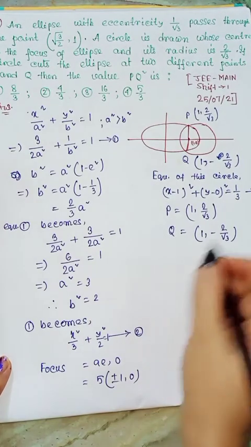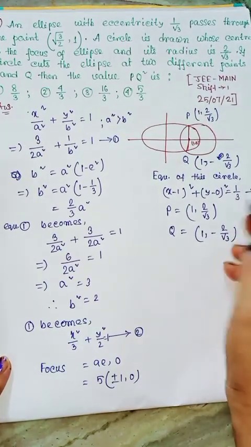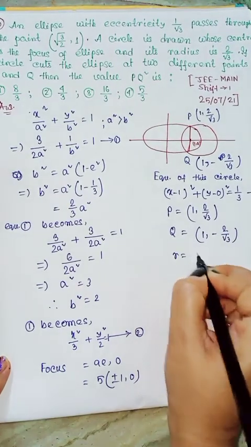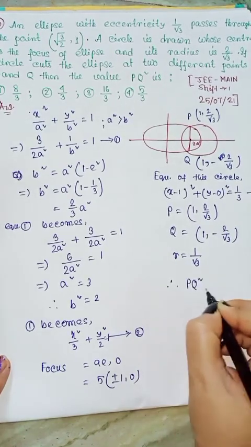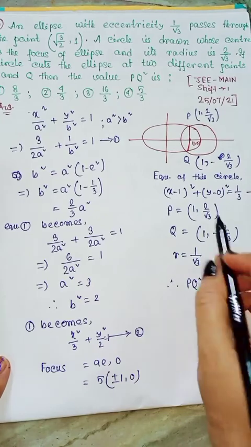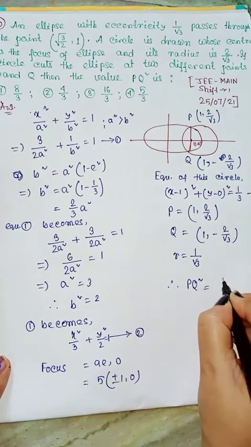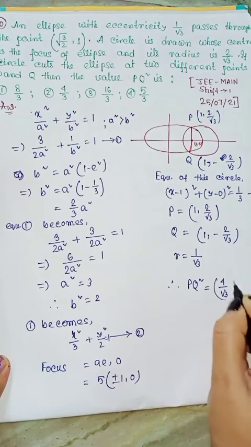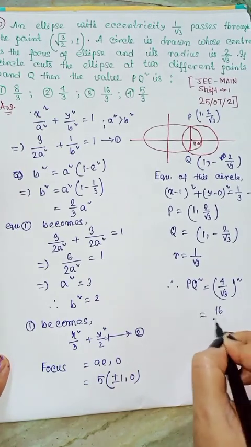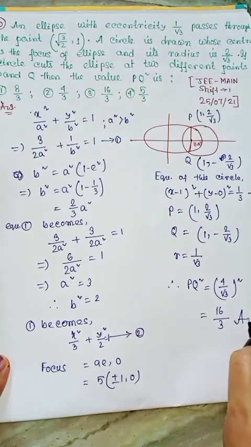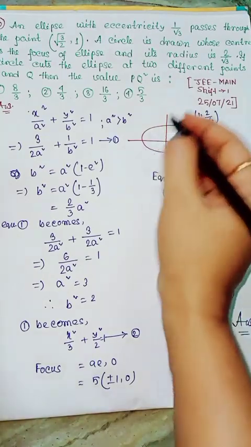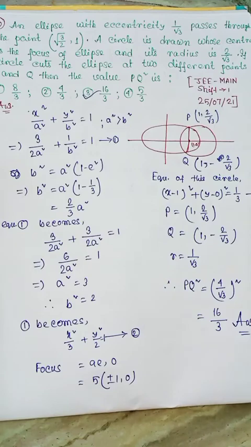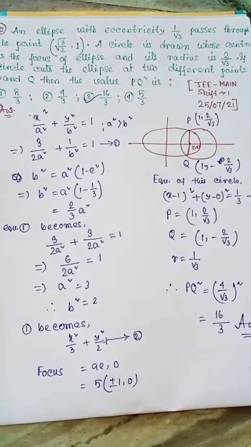So now r is equal to what? r is equal to 1 by root 3. Therefore PQ square is equal to 4 by root 3 whole square, so it is 16 by 3. So we reached our required answer, and the right option is option 3. So here is the whole solution of question 10.